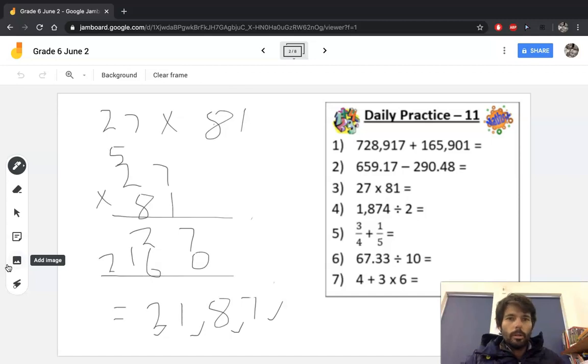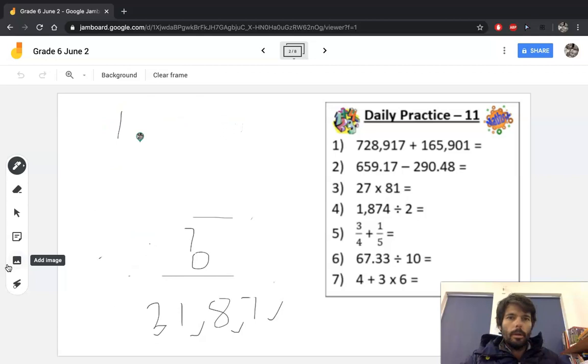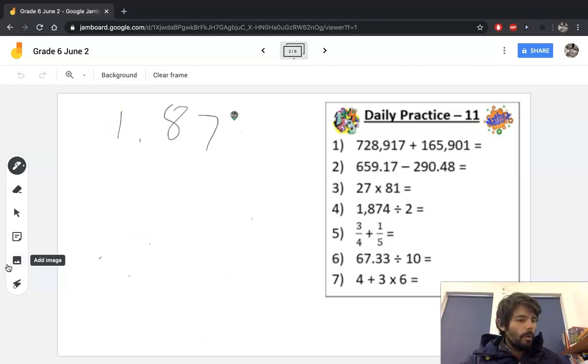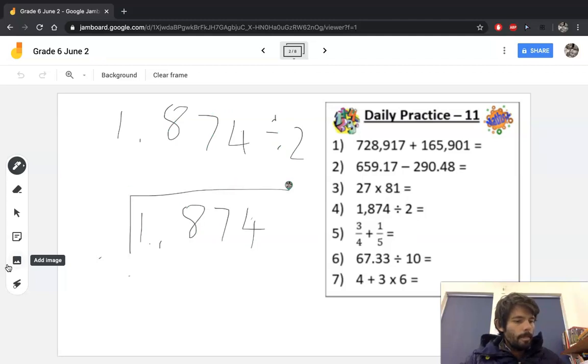Your next question is division by 2, and we know that that is simply halving the number. Okay, so if I've got 1,874 and I want to divide that by 2, there's no problem with you using the short division method. Now we say 2 into 18 goes 9 times, 2 into 7 goes 3 times, leaves you with 1, and that's 2 into 14 goes 7 times.